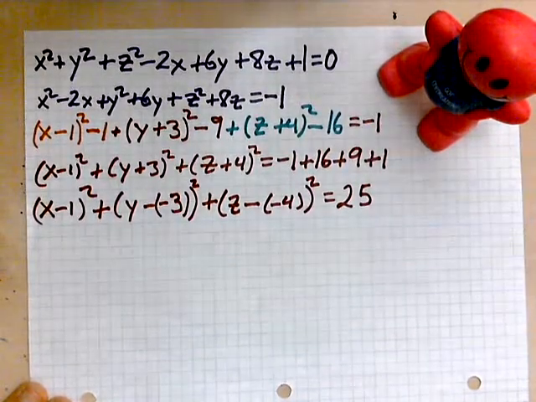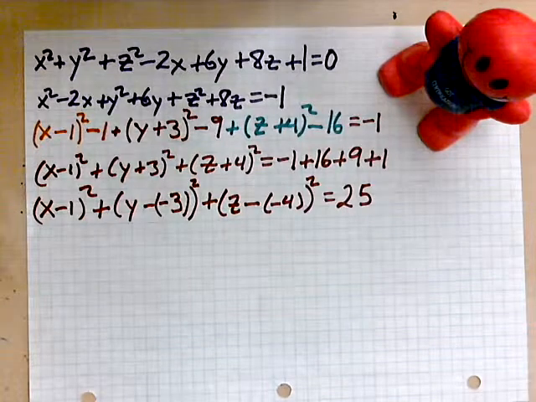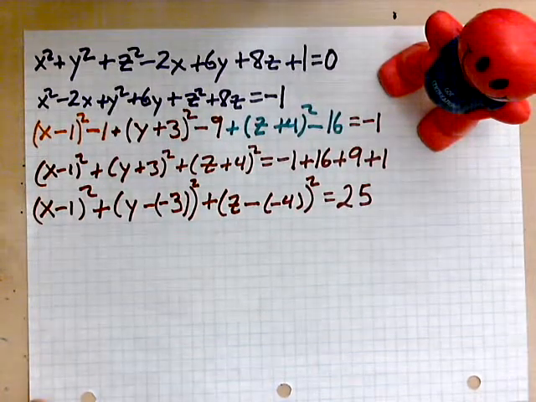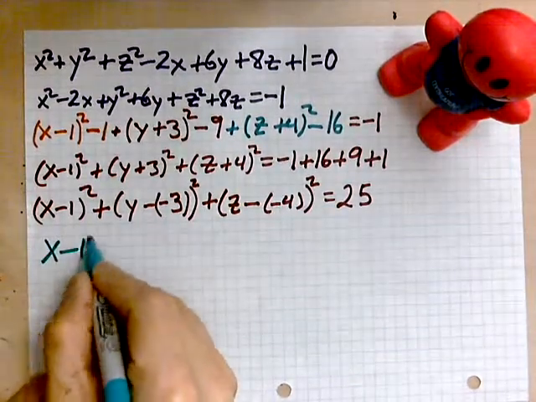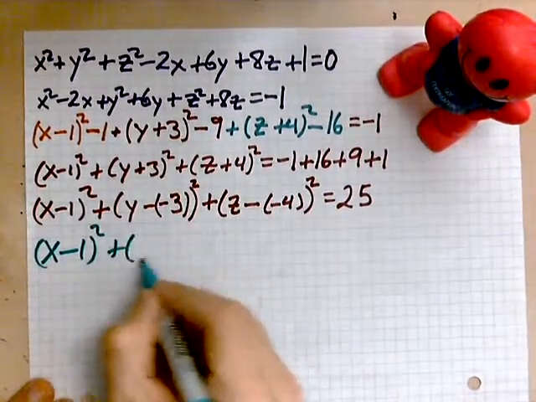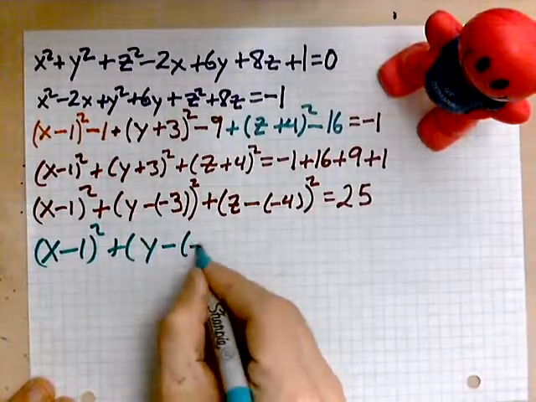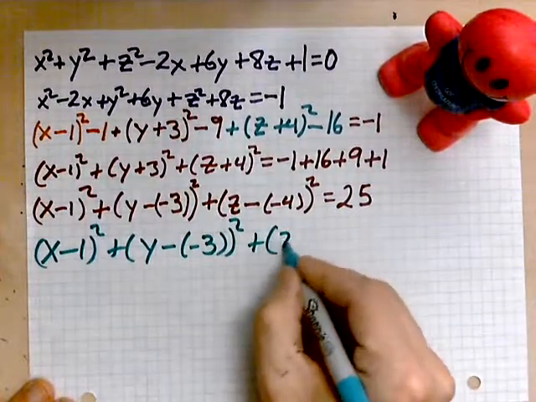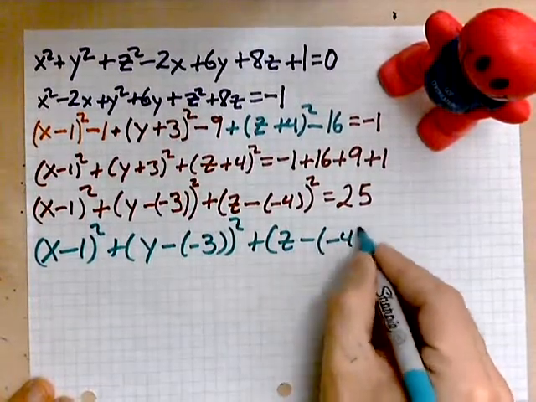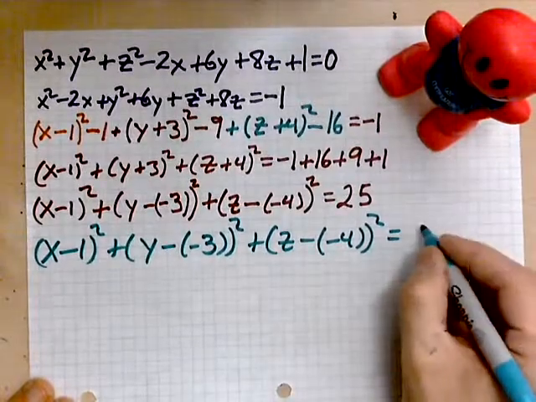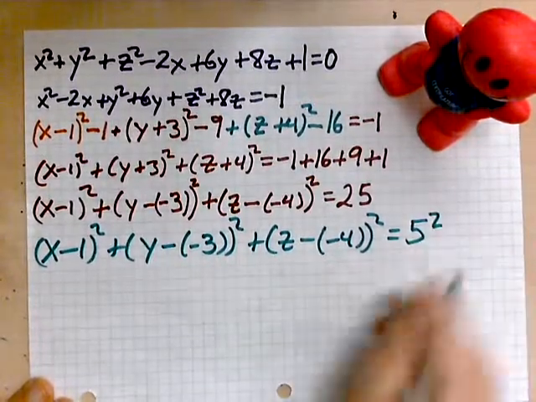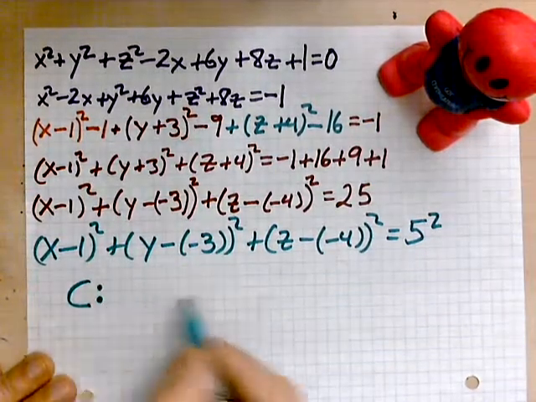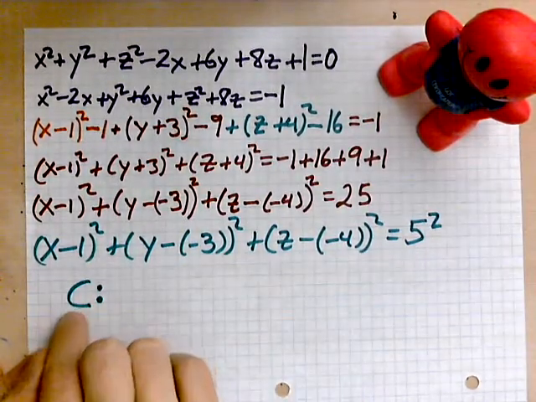So we are just about where we need to be. So let's finish up with the last step that will reveal the information that we need. So we have x minus 1 squared plus y minus a negative 3 squared plus z minus a negative 4 squared, and all of this equals 5 squared. Okay? Which means immediately that the center of our sphere can be written down as the point C.